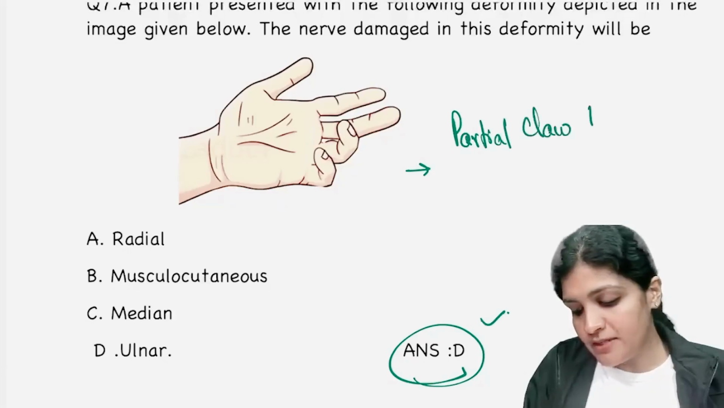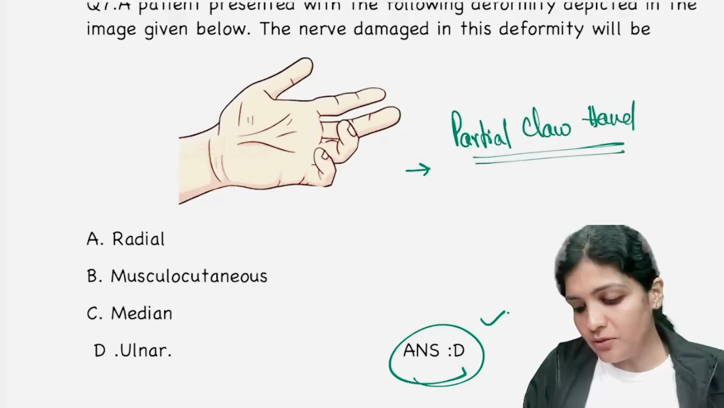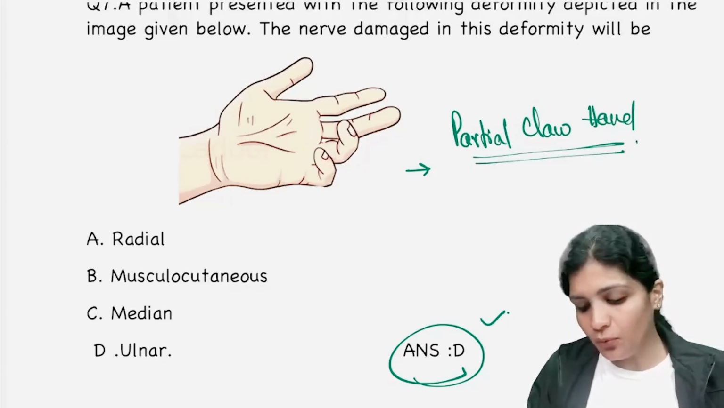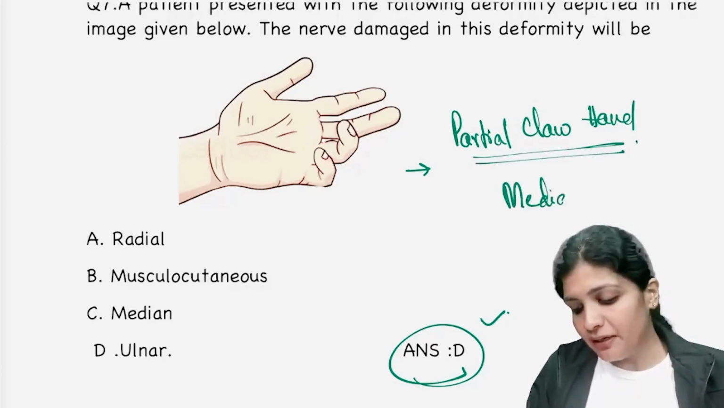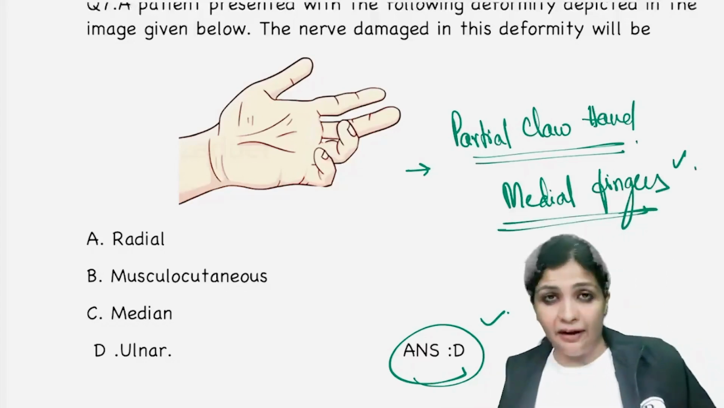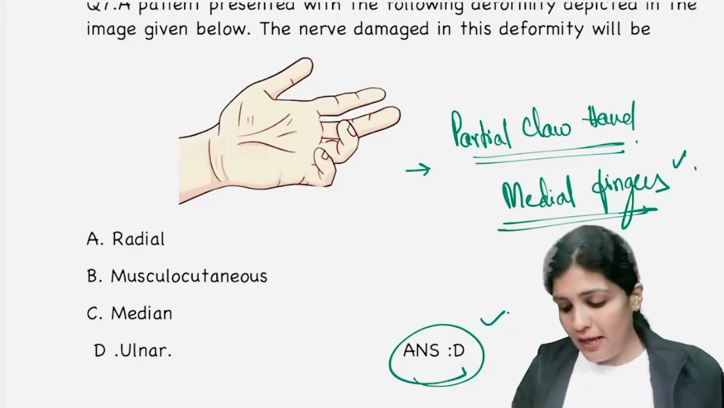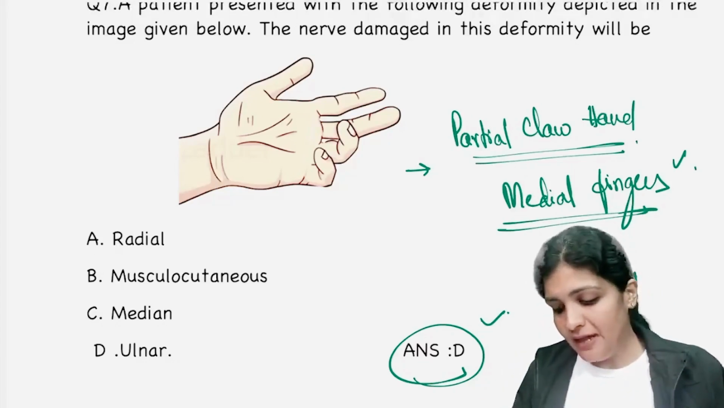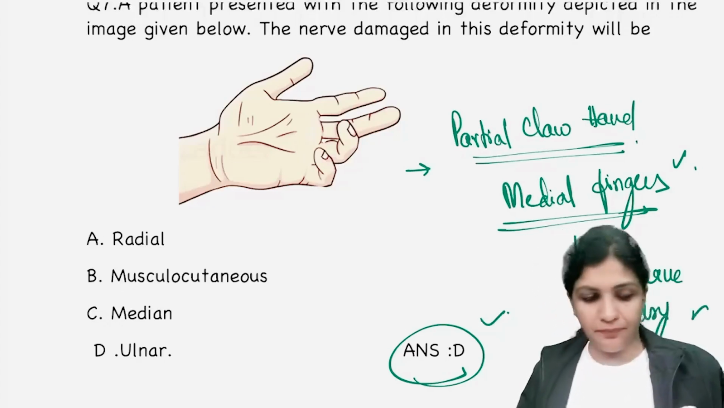This is called the partial claw hand, where you see there is a clawing of only the medial fingers, and these two medial finger flexors are supplied by the ulnar nerve, and this is called the ulnar nerve palsy. This is called the ulnar nerve.